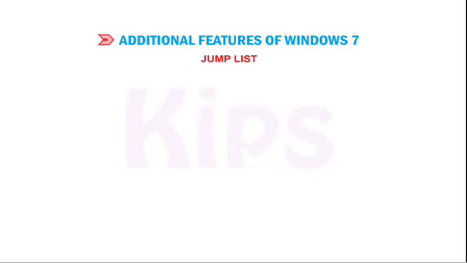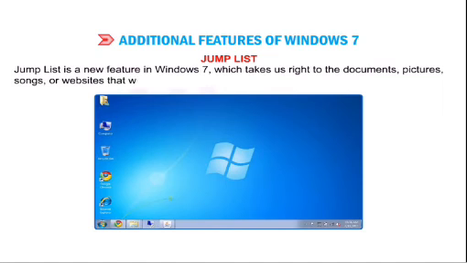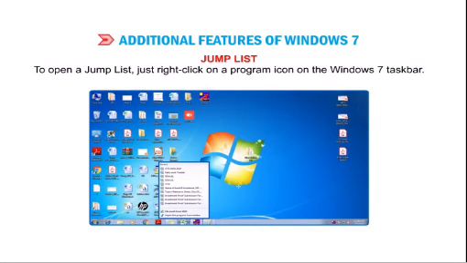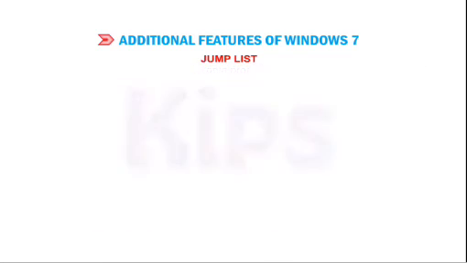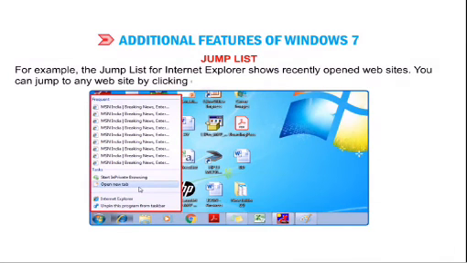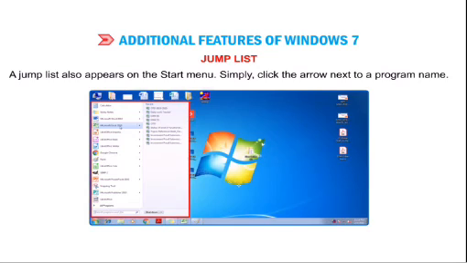Now let us look at the jump list. This is a new feature in Windows 7 which takes us to the documents, pictures, songs, or websites that we use frequently. To open a jump list, just right-click on the program icon on the Windows 7 taskbar. For example, the jump list for Internet Explorer shows recently opened websites. You can jump to any website by clicking on it in the list. A jump list also appears on the Start menu. Simply click the arrow next to a program name.